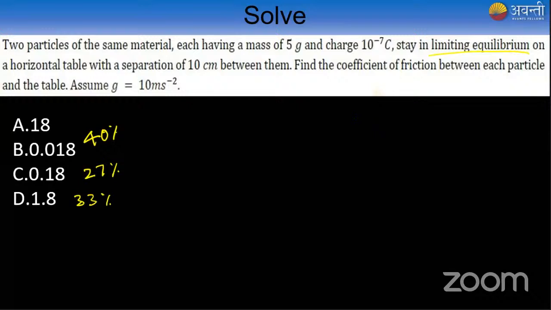There are two particles of the same material, each having a mass of 5 gram. I have one material of 5 gram, and I have another material that is also 5 gram. These two are kept on a table. Let's draw a table. On this table these two are kept at a distance of 10 centimeters.